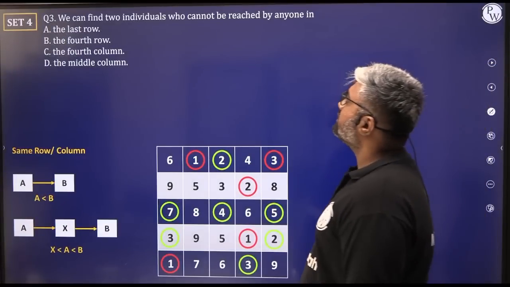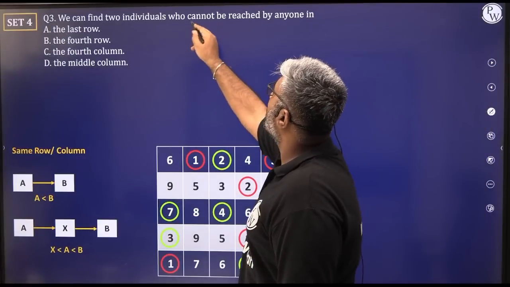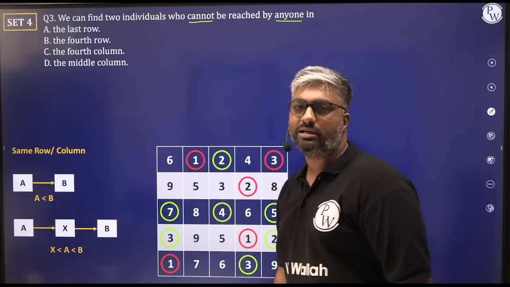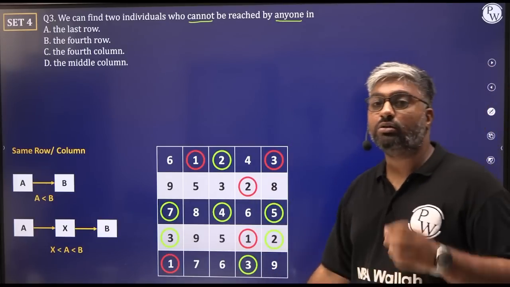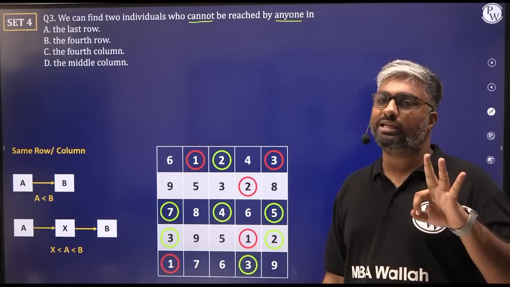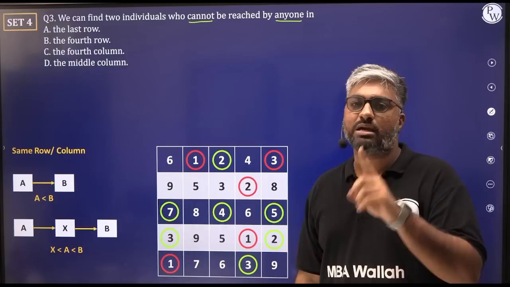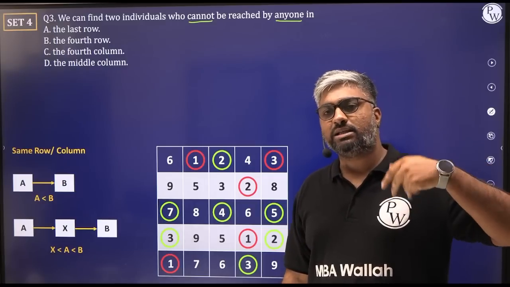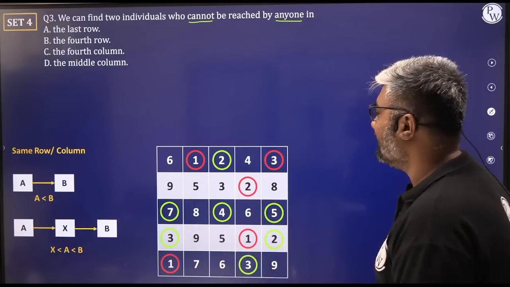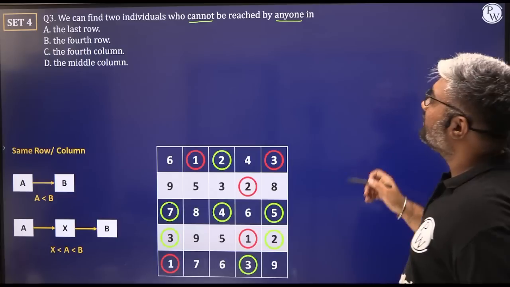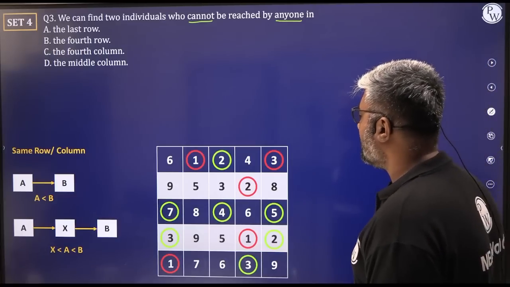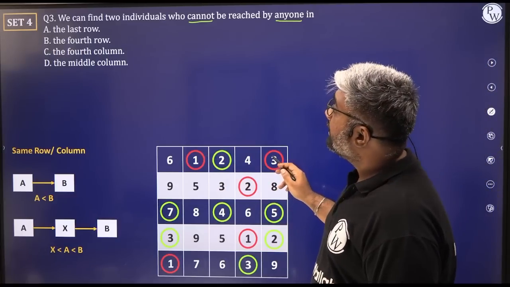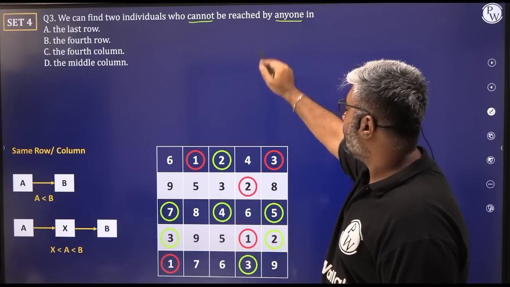We can find two individuals who cannot be reached by anyone. We're looking at 0. Yes. Like I told you, 0 और 1 अगर आप sort कर लो तो 3 questions आपके pocket में, right? Zeros and ones if you sort, you have 3 questions in your pocket. Lucky time. Chalo, let's deal with this now. How many cannot be reached by anyone? Here we have 2. We can find 2 individuals who cannot be reached.